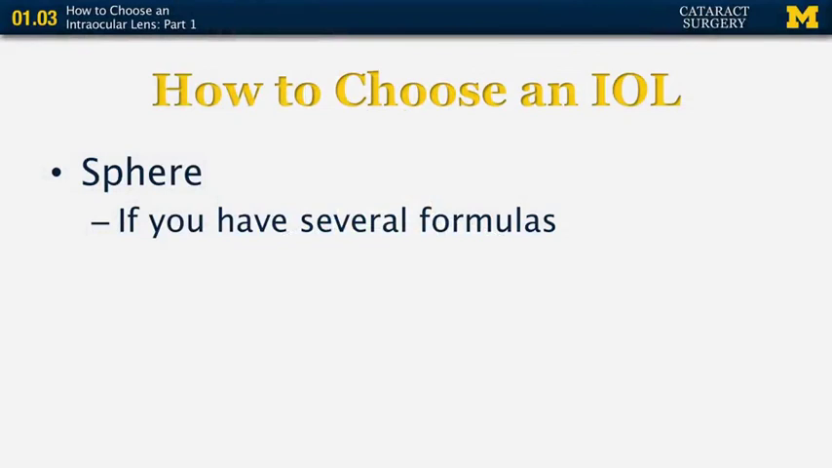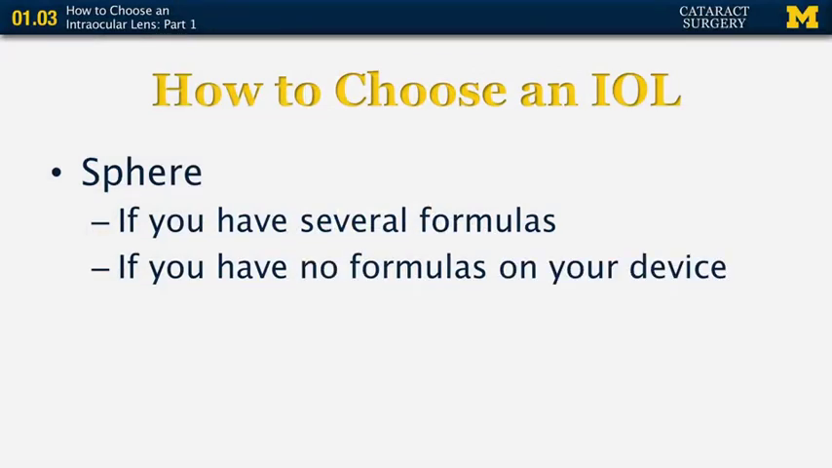What do you do if you have several formulas? How do you choose which formula to use? What if you have no formulas at all on your device? I was in Honduras and they handed me a sheet that said, here's the axial length from the patient, here's the K reading, here's the A constant, and here's your calculator, and figure out which lens we should use for the patient using the SRK2 formula. Is that the best thing to do?